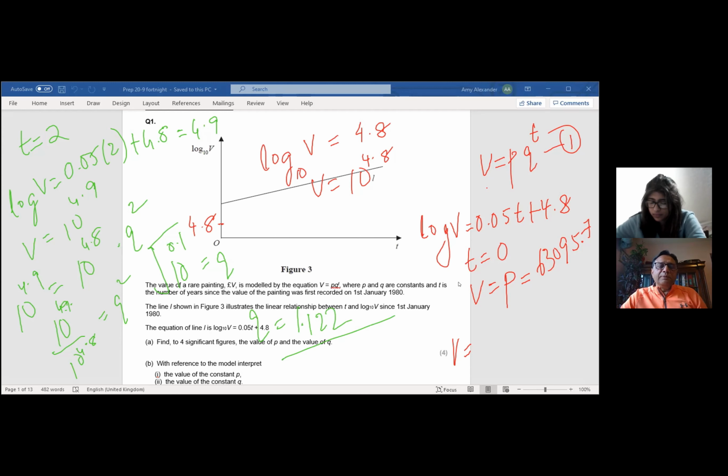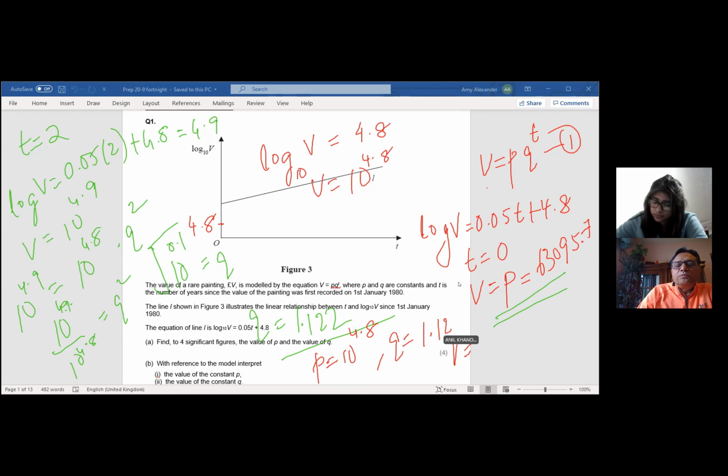Okay. So that becomes the value of q, and that is how you're going to find the two answers. And then you just sub it back in and get p. No, t is a variable, right? Yeah, p we know, p is a constant, 10 to the power of 4.8. But decimal values you can calculate. So we get p equals 10 to the power of 4.8 and q equals 1.1222. Is it okay? Yeah.